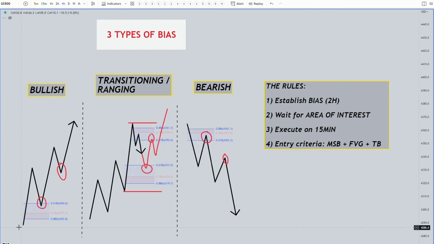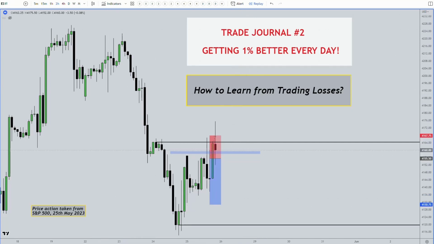So as you know, if you haven't watched my last episode where I introduced this day trading strategy, you can divide the market into three phases basically: the bullish phase, the transitioning and ranging phase, or the bearish phase. And we've also talked about the rules. Number one obviously was to establish a bias for the day or the moment, and I do that based on the 2 hour, at least for my day trading. So let's jump right in and see what this looked like yesterday.